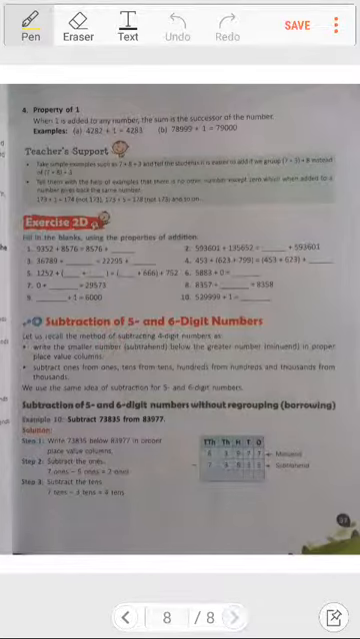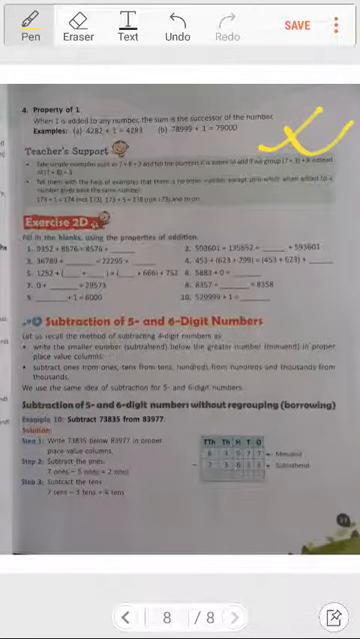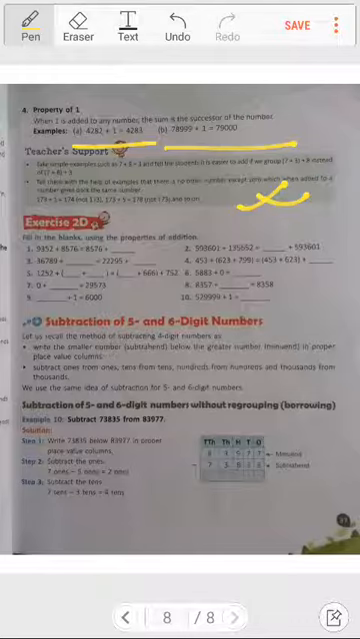Now the last part for today is the property of 1. What happens when we add 1? Yeah, you might have read in your lower classes also. When we add 1, what happens? It gives the successor. When 1 is added to any number, the sum is the successor of the number. It gives us the number which comes just after that number. As you can see, 4282 plus 1 is what? 4283. And 78,999 plus 1 is what? 79,000.